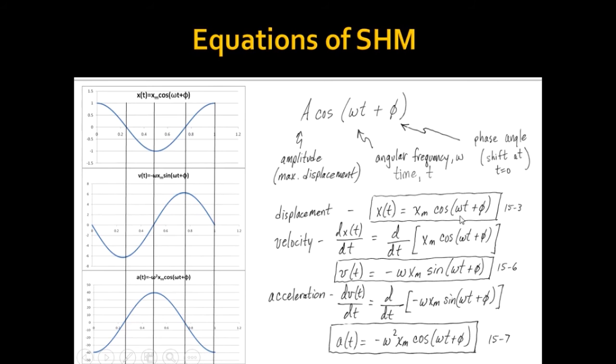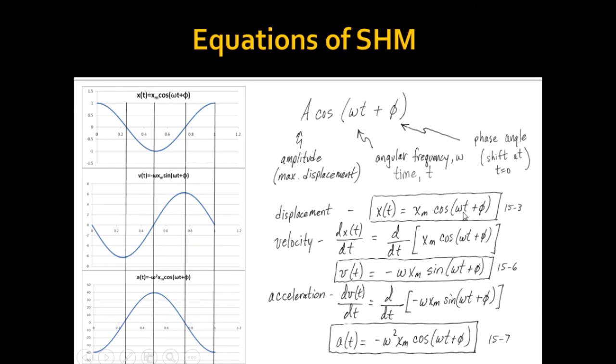We know that velocity is the derivative of displacement with respect to time. So down here we've taken the derivative of this equation 15.3, and we know that the derivative of cosine is negative sine, and then we multiply it by the derivative with respect to time of what's inside the parentheses.